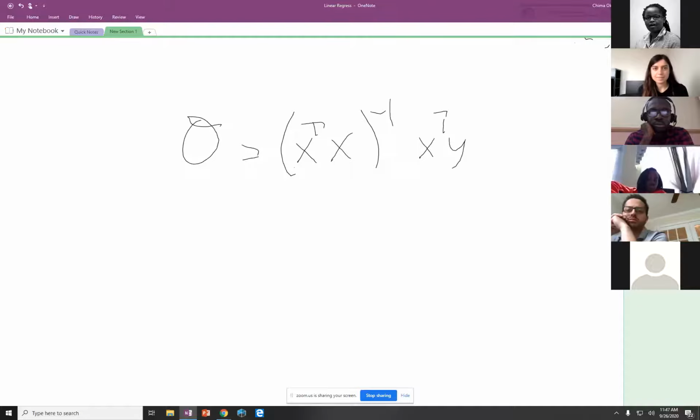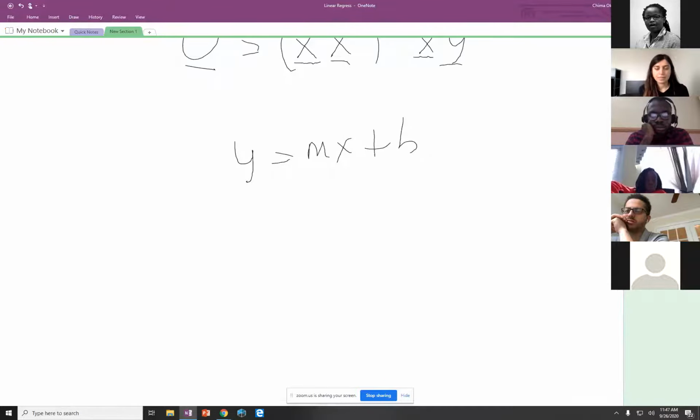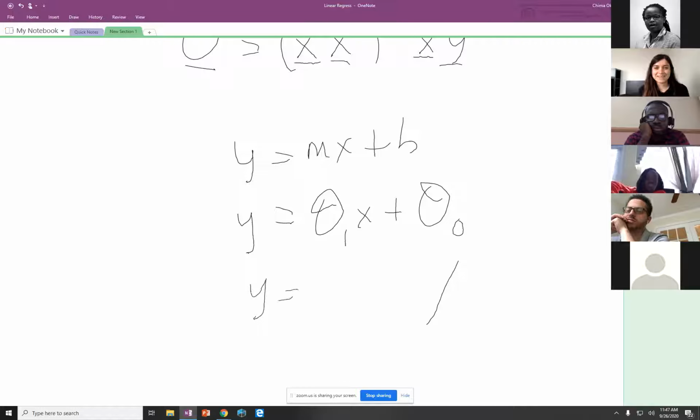So this big X, this Y, and this theta. We understand this part: y is equal to mx plus b. We know this formula, but in machine learning we don't use it. We generalize it: y is equal to theta 1 x plus theta 0. And then because we're even lazier, we say y is equal to theta x.